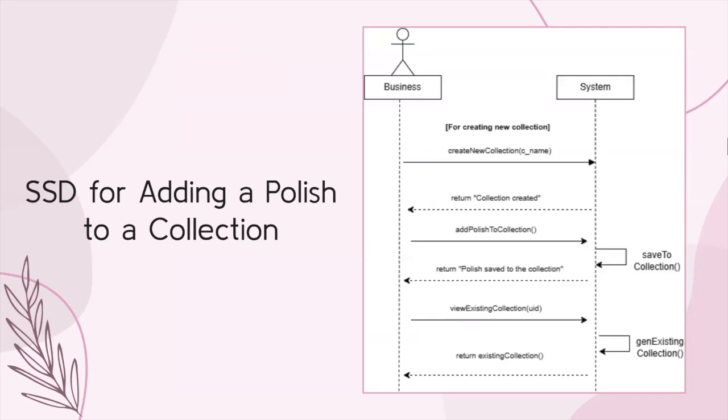And this is the SSD for adding a polish to a collection. So a business can create a new collection using a name, or an existing collection, and then the system returns that it has been created. And this business can add any nail polishes to the existing collection that they have created, and the system saves it to the collection, and then returns that the polish is saved. And the business can view existing collections by referencing the UID of the business, and the system generates the existing collections and returns them.